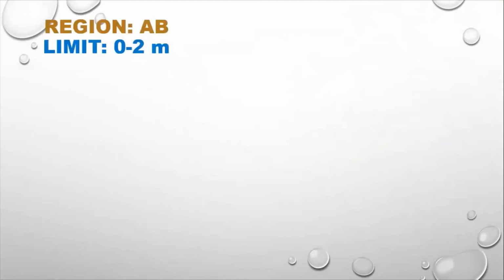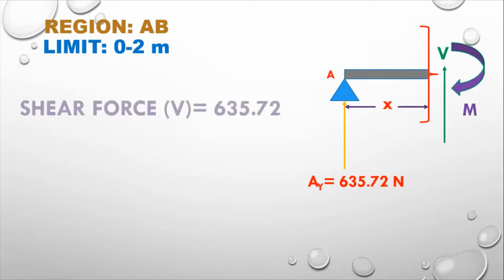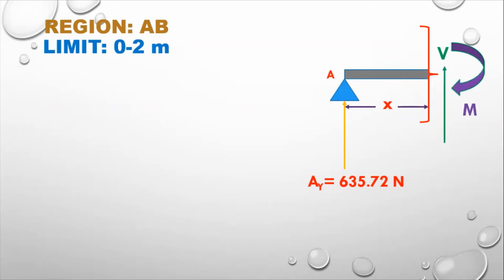So now what we have to do, we have cut the three sections. We have to find out the region AB, and we have to calculate the lower and upper limits for the region AB. So if this is the beam, 635.72 Newton, and x. So a section cut here. This is shear force V, bending moment M. So the shear force equation will be what?